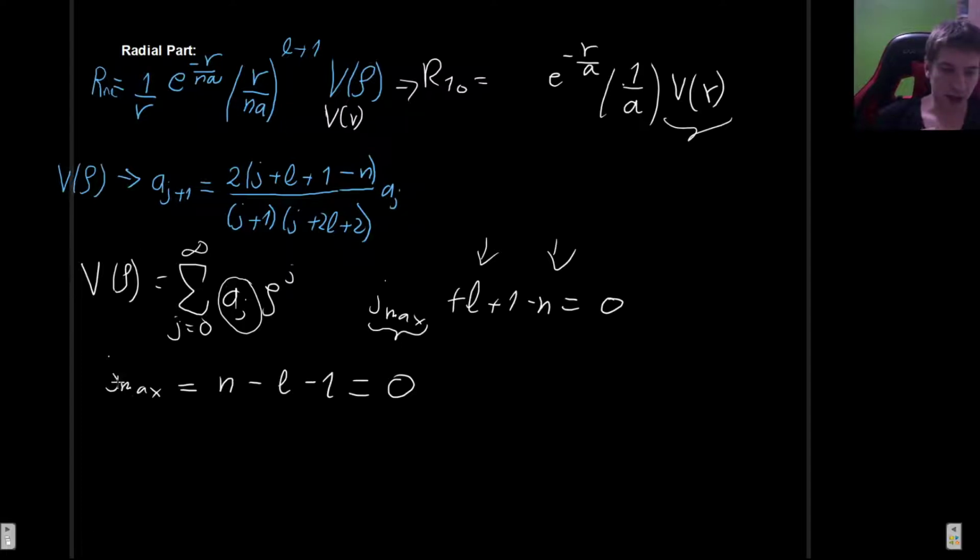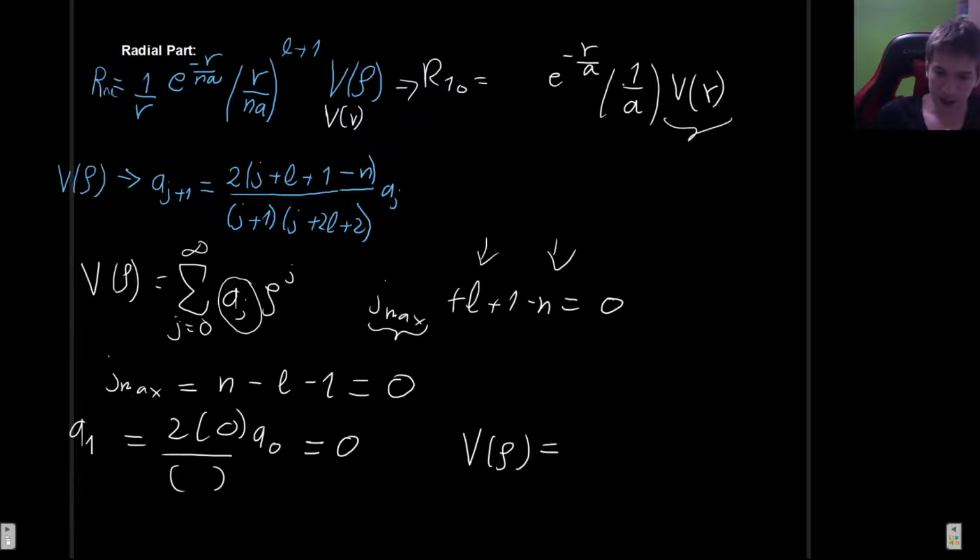So that means if we plug in j equals 0, this is already going to terminate. This series will terminate. So let's do that anyways, just to make sure that we understand it. So let's plug in j equals 0 in here. So we get a1 because j plus 1. This is going to be 2 times j is 0, L is 0, 1 minus 1. So this is times 0 times a0, and well, divided by all of this, but it doesn't matter because it's going to be 0. So a1 is 0. This means the only term of this sum that is not 0 is a0. So our v rho is going to be a0 times rho to the 0th power, which is just 1. So we can just write it like this.